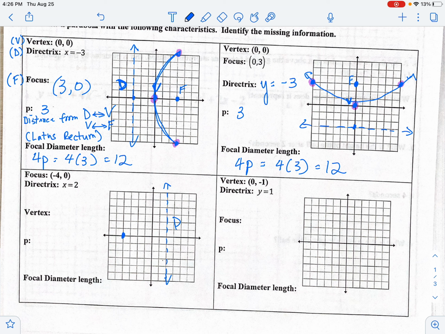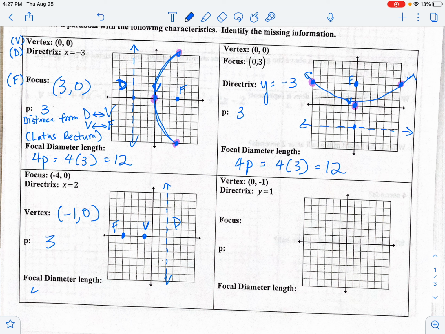D for directrix, F for focus, and I'm missing my vertex. So that's actually right in the middle between these two things, focus and directrix. So that would be here, 3 spaces from both the focus and directrix, and I'm going to label that as a V. And the vertex would be at -1, 0. P, the distance from D to V, or V to F, that is 3 spaces again here.